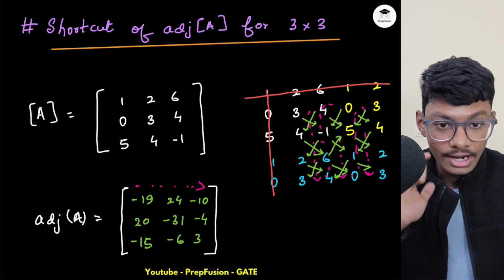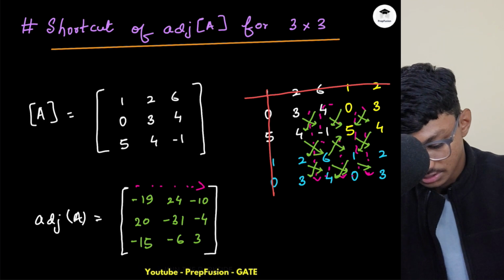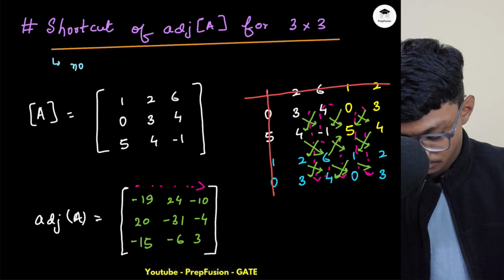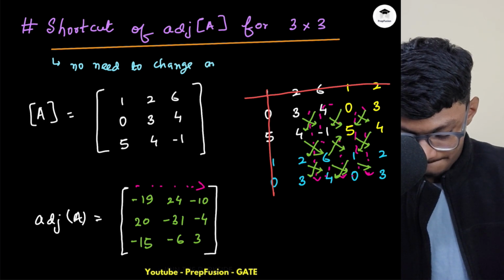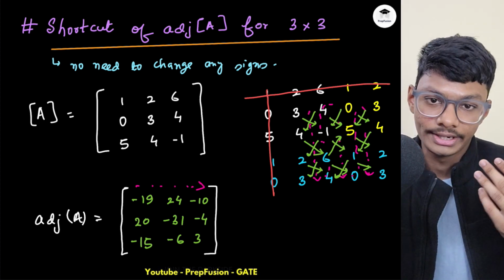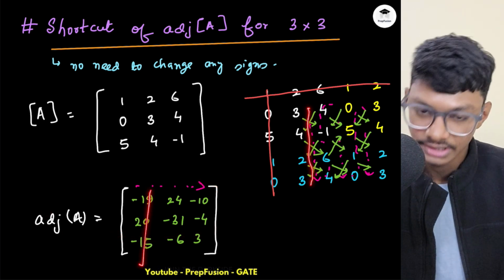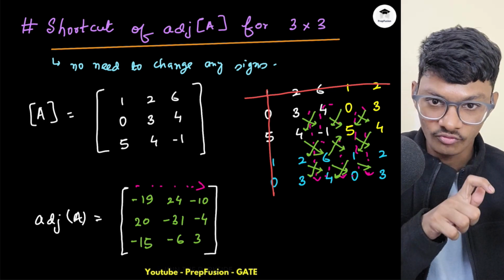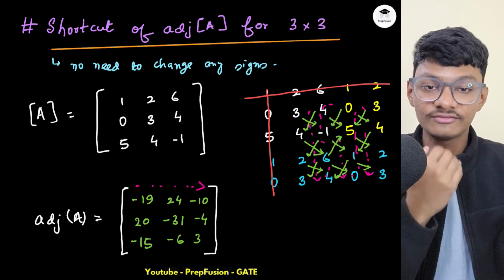Okay, so this will be my adjoint of A with signs. No need to change any signs. Now one thing is, if you want to transpose it later on, as you are expanding here, you just expand like this, then you take the transpose, and that will be the normal matrix of the cofactors. Then you will transpose it, and through that you will find the adjoint. So I directly wrote it to save time.